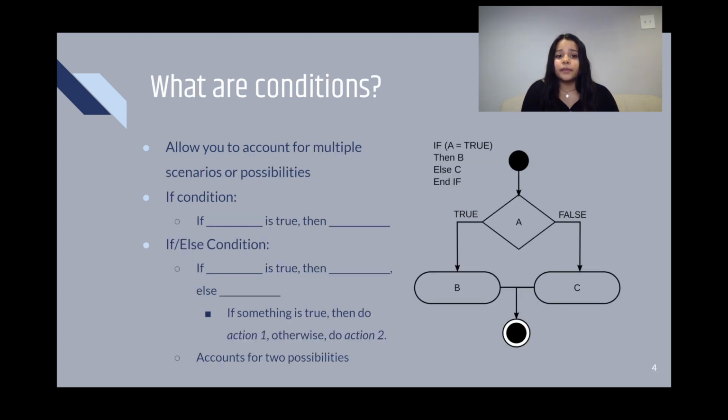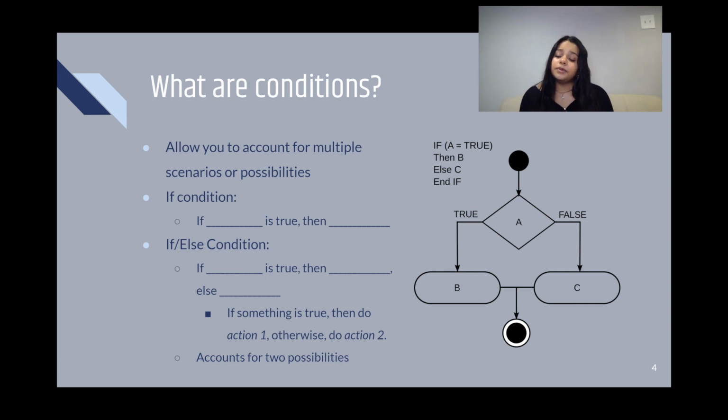Now, the next thing we're going to talk about is conditions. Conditions may seem like a big word to you right now, but don't worry. Conditions allow you to account for multiple scenarios or possibilities. There are two types of conditions we want to focus on just for now. One is the if condition. And essentially, all it says is if something is true, then something else will happen. It's like saying if A is true, then B will happen. Here's an example. If there is no food in the kitchen, then I will not eat. So it's based off of one thing, something else will happen.